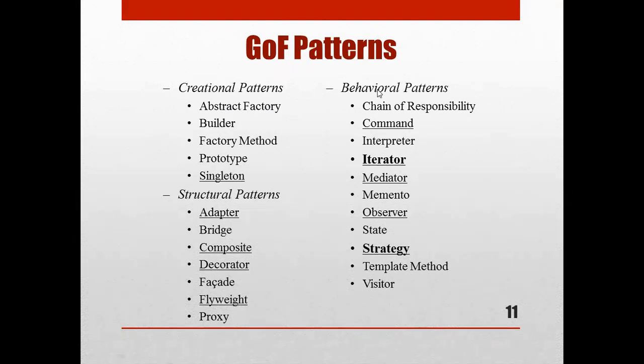Then behavioral patterns. They include the chain of responsibility, command, interpreter, iterator pattern, mediator, memento pattern, observer pattern, state, strategy, template method, and visitor. So these are the 23 patterns from the GOF. GOF patterns include these 23 patterns under three categories, that is creational patterns, structural patterns, and behavioral patterns. These are all patterns we are going to see in upcoming lectures.